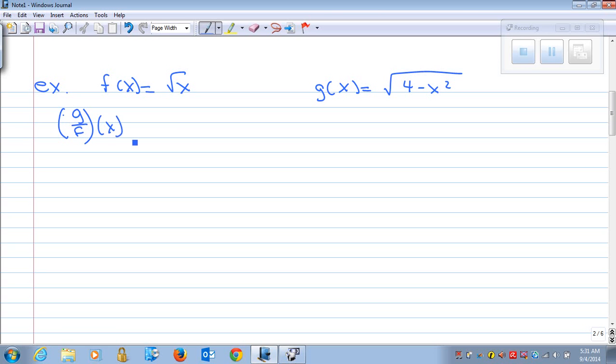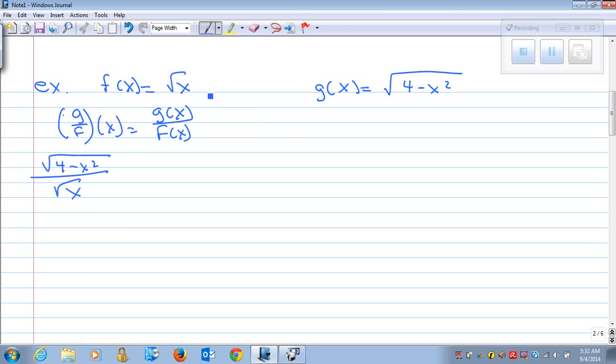All right, so now that would equal g of x over f of x. And you would just write that out as the square root of 4 minus x squared over the square root of x. We're going to talk about simplifying that in a minute. But now we're going to focus on what our domain would be. And we have a lot of restrictions going on here. We're going to take this piece by piece.